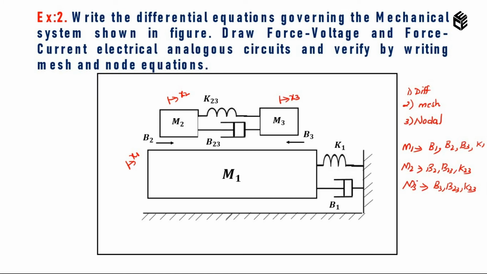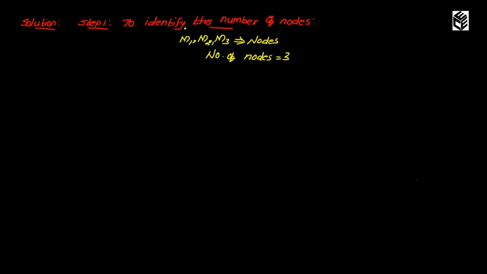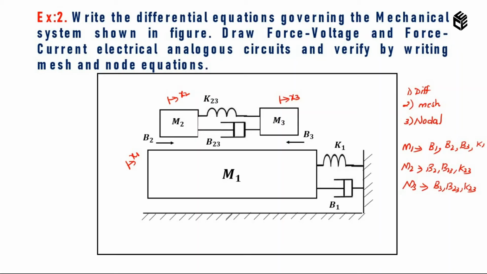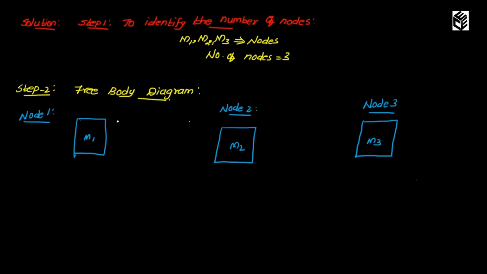Now let's solve the problem. First step is to identify the number of nodes. In the diagram we have three masses m1, m2 and m3. Therefore we can say that number of nodes is equal to 3. Second step is free body diagram. Since we have three nodes, we will be having three free body diagrams. To node 1, what are all the elements connected? b1, b2, b3 and k1. So the opposing forces are due to m1, b1, b2, b3 and k1.